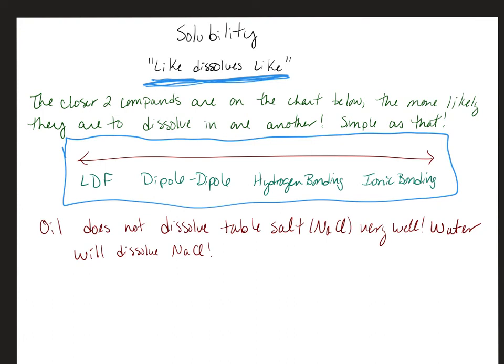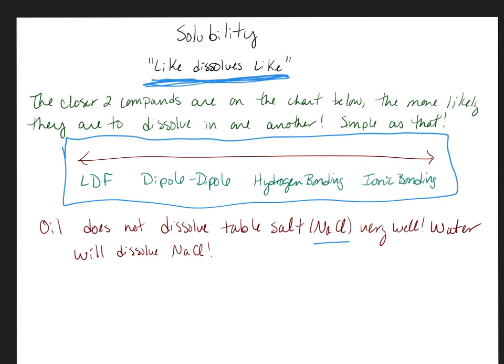You could probably get a teeny amount of table salt, NaCl, to dissolve in oil, but not very much. But you can get a lot of NaCl to dissolve in water. Okay? Same type of thing can happen with alcohols. You can have a lot of alcohols that dissolve in water very easily because they have the same intermolecular interaction.